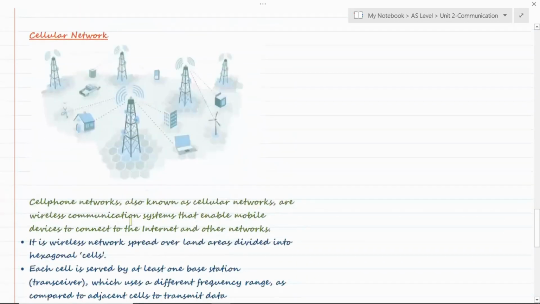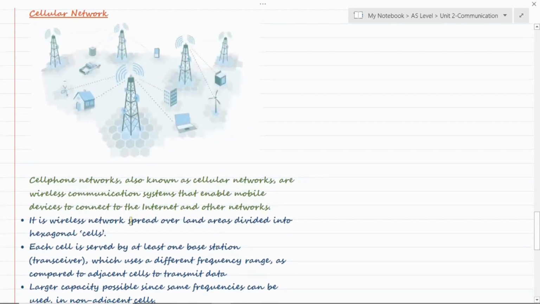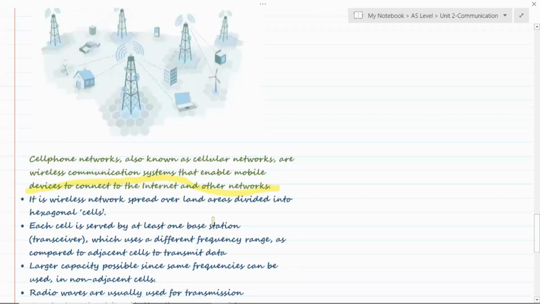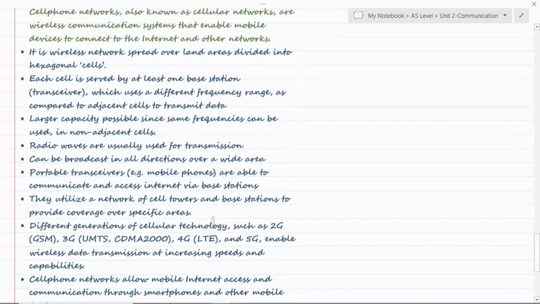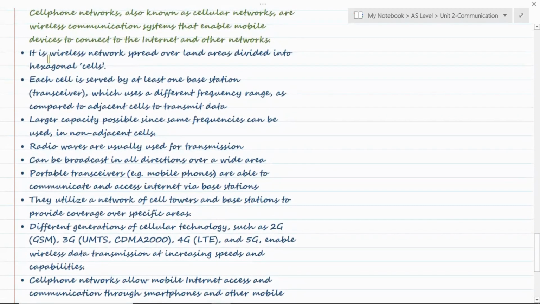Now, last but not least, we have the cellular network. As the name implies, it's also known as cell phone networks. These are wireless communication systems, and they enable mobile devices to connect to the internet and other devices and other networks, right? So let's have a look at the main characteristics of cellular networks. Majorly, the main point is it is wireless, right? And it is spread over land areas divided into hexagonal cells. That is why the name cell phone.